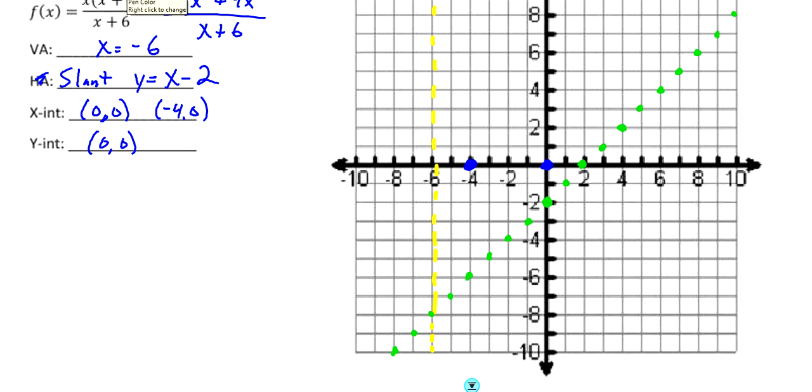Now, again, on the left side, this time there is no x-intercept, so it can't come down, so we know it's got to come up and then follow our slant asymptote that way. So you'll see this little bit on the bottom.